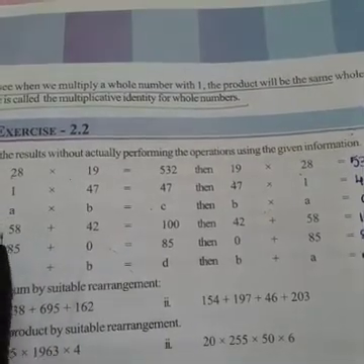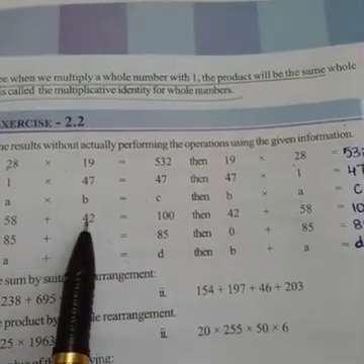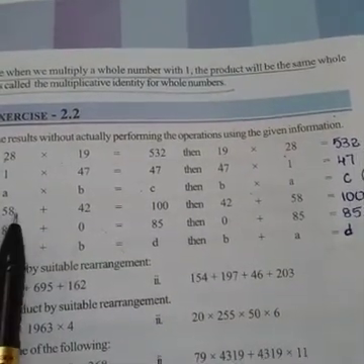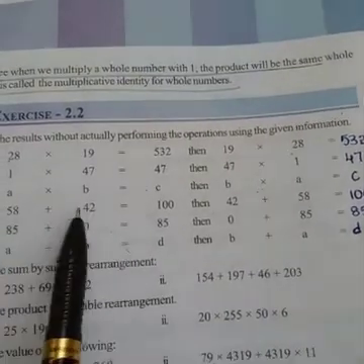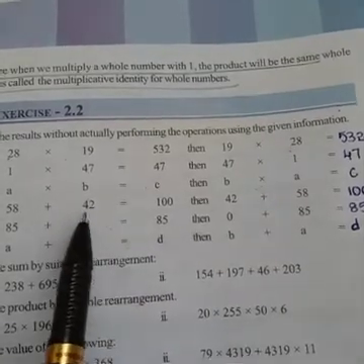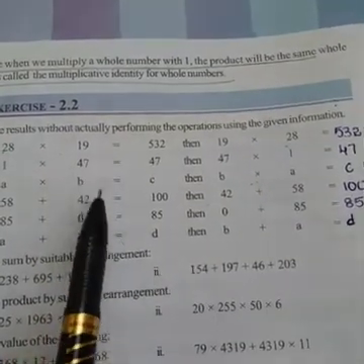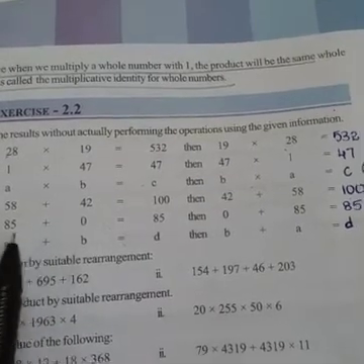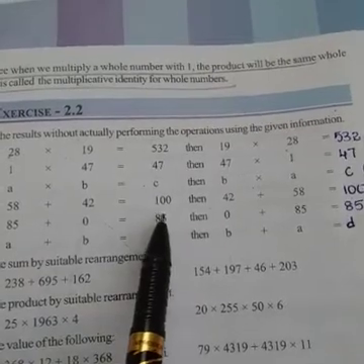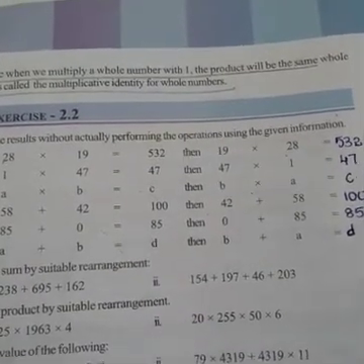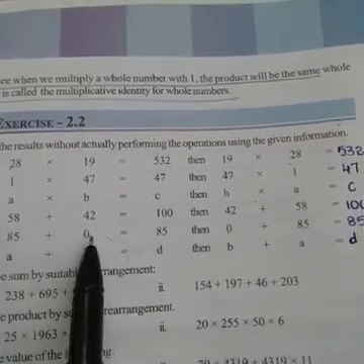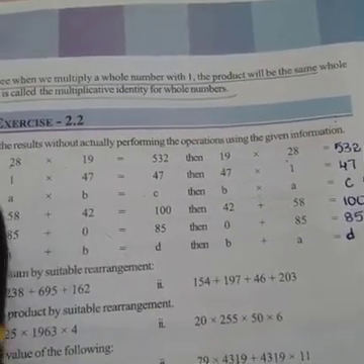Okay. Next, 58 plus 42 equal to 100. 42 plus 58 equal to 100. This is commutative under addition, because here only the places change, the total is the same. Okay. This is commutative under multiplication. This is commutative under addition. 0: any number when we add 0, the total is the same number. So 0 is the additive identity. 1 is the multiplicative identity.